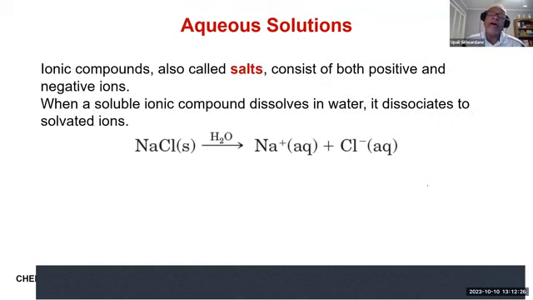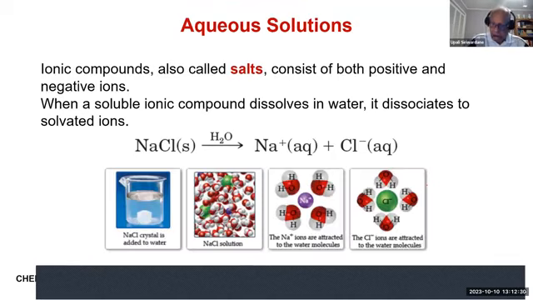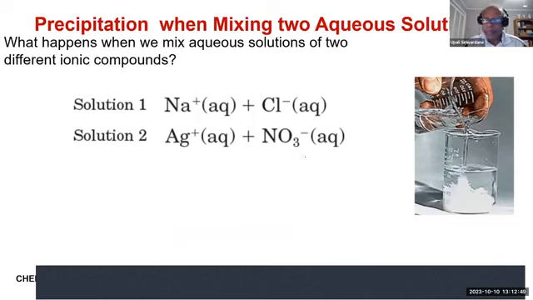Salt dissolved in water are found as aqueous ions. They are surrounded by water molecules, solvated ions. We talked about this. When 2 salt solutions are mixed, you get a precipitate. If one of these combinations, silver and chloride, makes an insoluble salt, silver chloride.